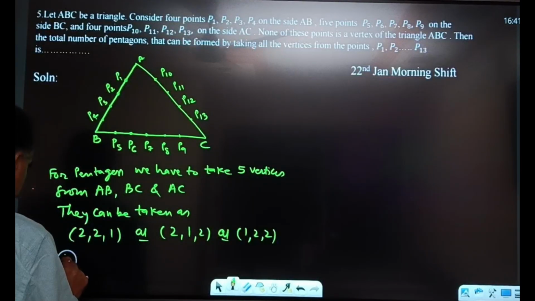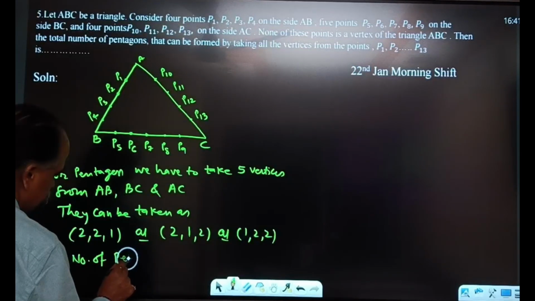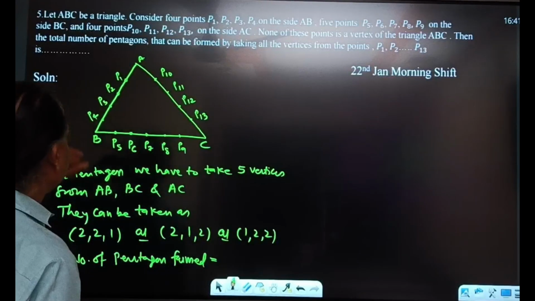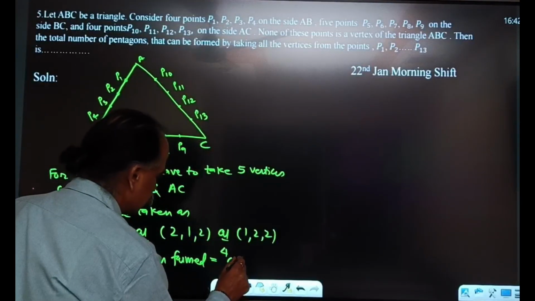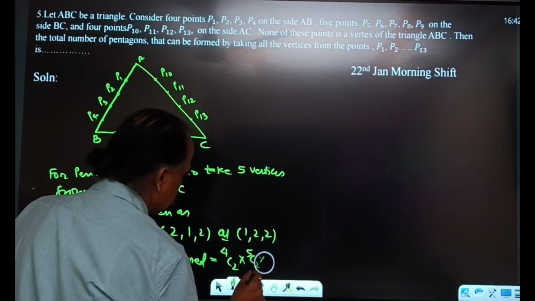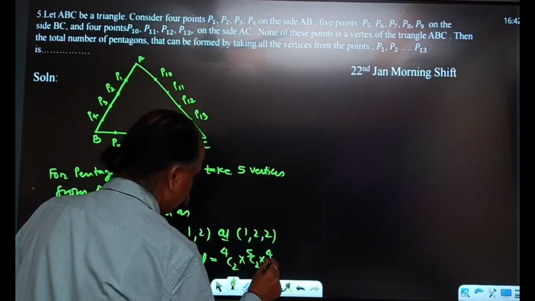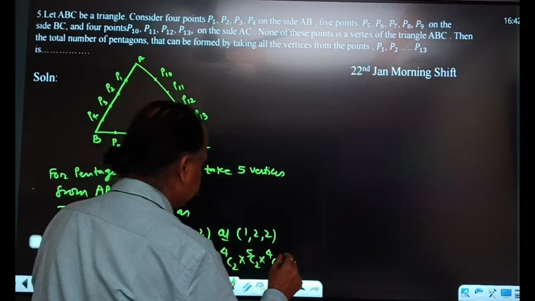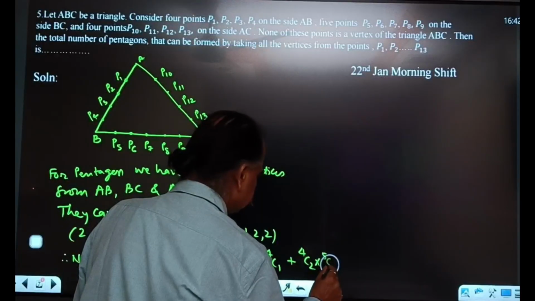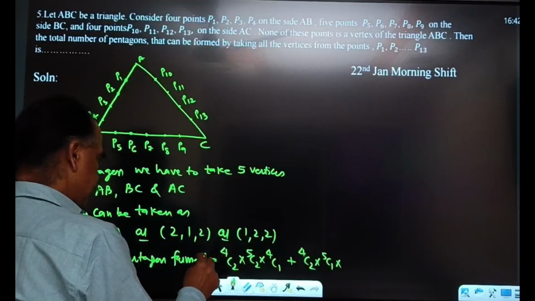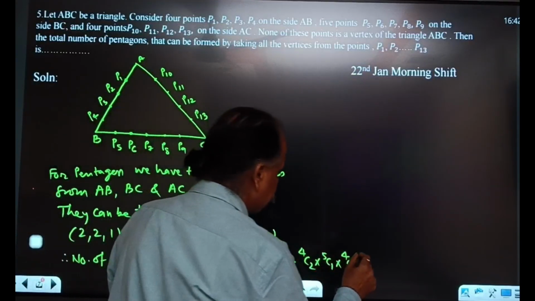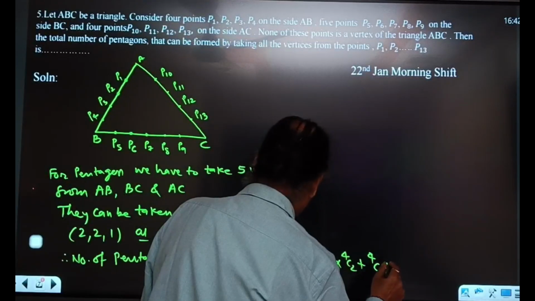Therefore, the number of pentagons formed: 2 from AB, so 4C2, into 2 from BC, 1, 2, 3, 4, 5 are there, so 5C2, and 1 from AC, 4C1, plus 2 from AB, 4C2, 1 from BC, 5C1, and 2 from AC, 4C2, plus 1 from AB, 4C1, 5C2, 4C2.